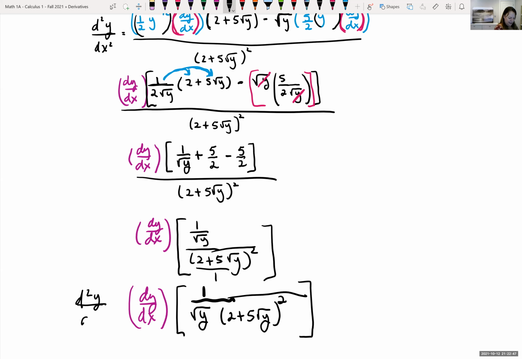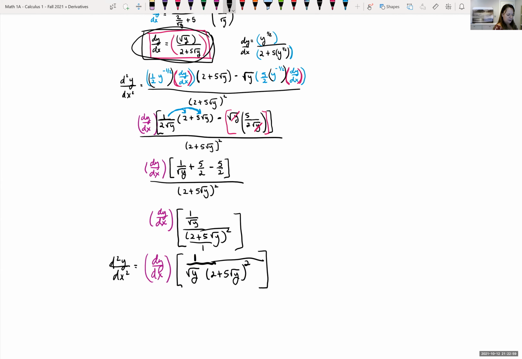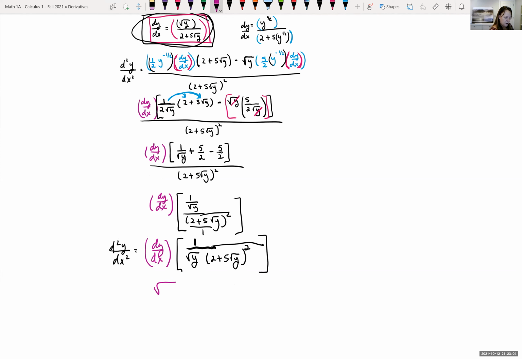Okay, now I'm ready to go back in, and wherever I have dy/dx, which I factored out, I'm going to replace it with what dy/dx was. And dy/dx, at the original beginning of the problem, well, halfway through, was the square root of y all over 2 plus 5 square roots of y. And notice that's going to cancel with, and we can rewrite some of what we have in the denominator here. So we have 1 over square roots of y, all times 2 plus 5 square roots of y, quantity squared.